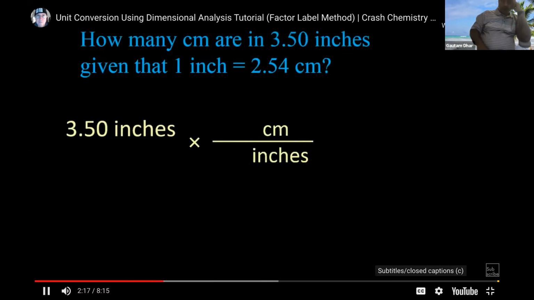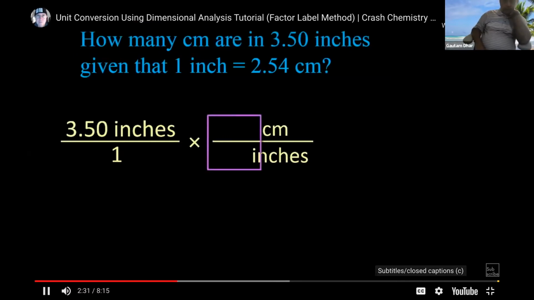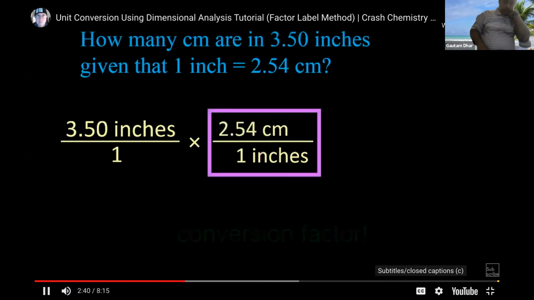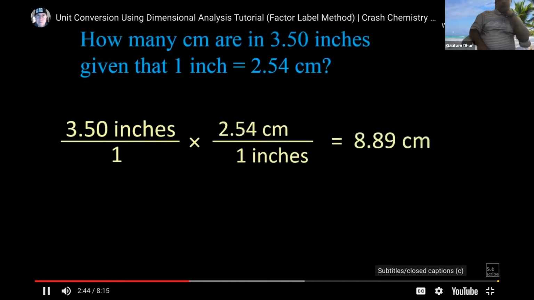Let's put the first term into a fraction to make it clear what units will cancel. With inches both on top and bottom, they will cancel, leaving the wanted unit, which is centimeters. The last step is putting the numerical relationship between the two units, which is given in the problem. For every 1 inch, there are 2.54 centimeters. The fraction is called a conversion factor. The answer is 8.89 centimeters.